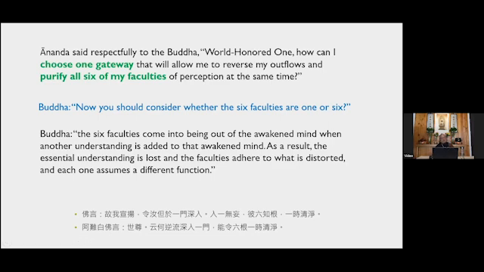Then Ananda says, because Buddha said that you choose one organ to practice, Ananda has some confusion. He said, how can I choose one gateway, one organ, one faculty, and that will allow me to reverse my outflow and purify all six of my faculties of perception at the same time? That is also a main topic here.